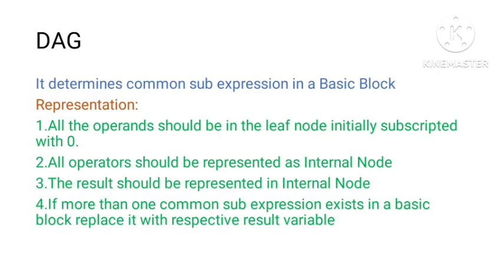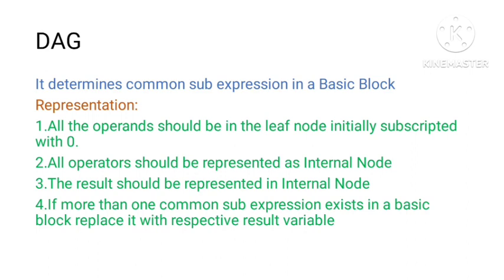And why do we want to learn this? In general, a directed acyclic graph is used to identify or determine the common sub-expression in a basic block. So why do we want to find a common sub-expression? We want to optimize the code. For that purpose, we are identifying a common sub-expression. So there is a set of procedures for constructing a directed acyclic graph.